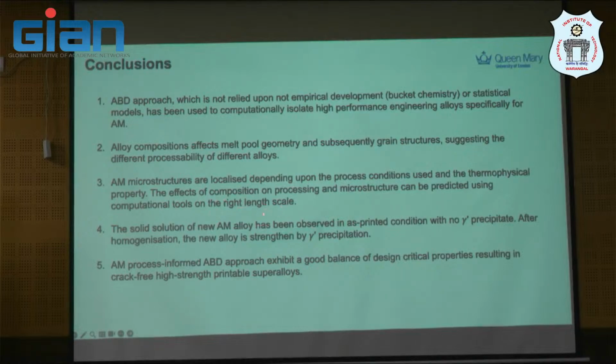Again, the length scale is important. Solid solution strengthening of the new additive manufacturing alloy has been observed in the as-printed condition with no secondary phase, gamma prime. But after homogenization, we recover the strength of the material. This AM process-informed alloy by design approach exhibits a good balance of critical design properties, resulting in a crack-free, high-strength, printable superalloy. So that is the ideal thing we want.